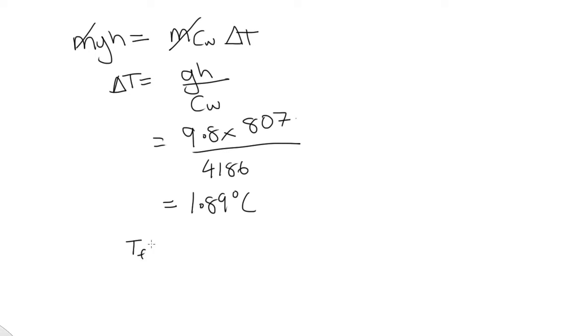So the final temperature is equal to the initial temperature plus this change in temperature, which is 15.0 plus 1.89. So this gives us 16.9 degrees C as the temperature at the bottom of the falls. Now that was a pretty big assumption. There'll probably be a lot of energy lost as condensation and other things along the way.